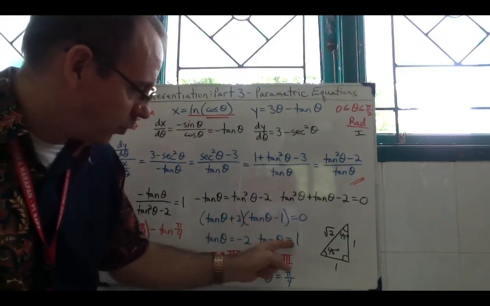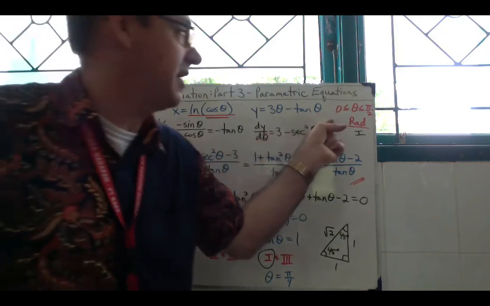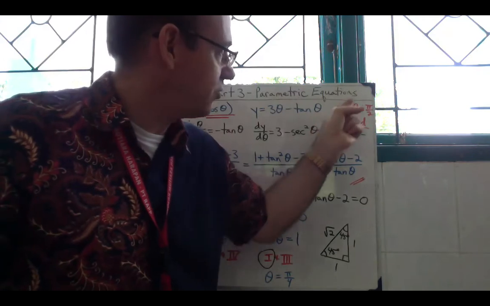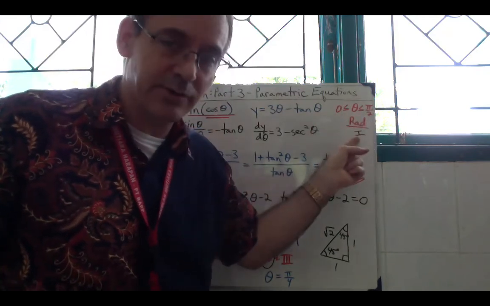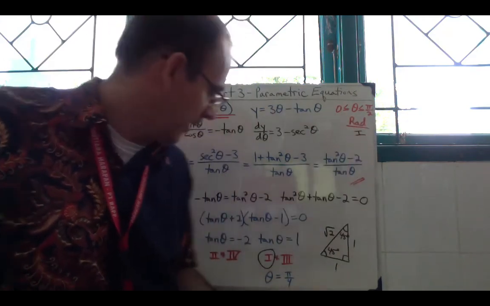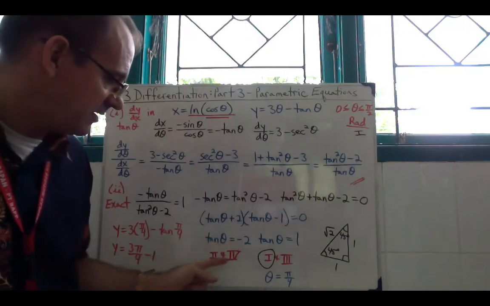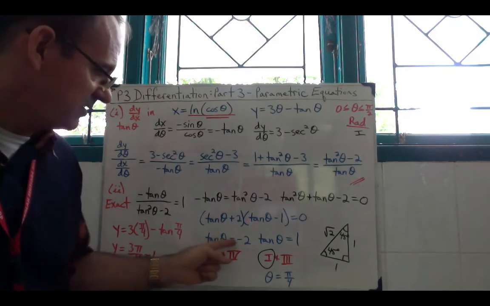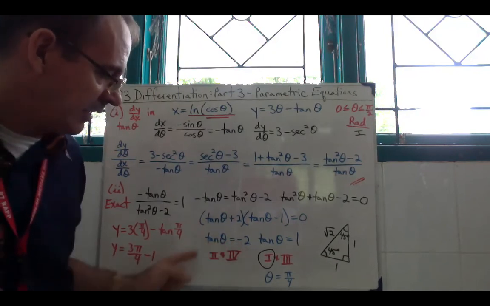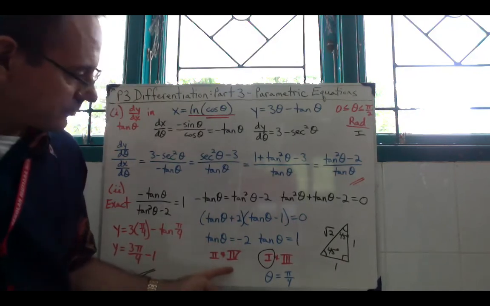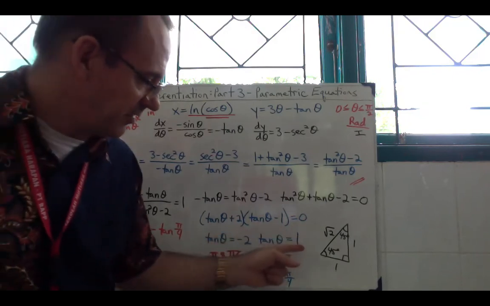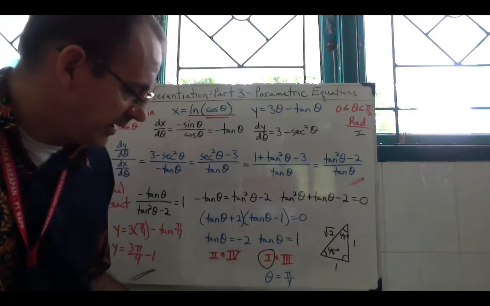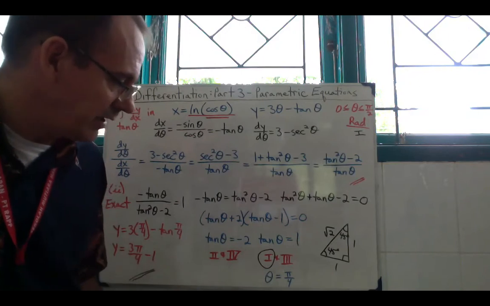Tan theta equals 1. Now remember, our domain statement is between 0 and pi halves, meaning we're limited to the first quadrant. Tangent is negative in the second and fourth quadrant, so we don't need those. And tangent is positive in the first and third quadrant, so all we need is the first quadrant.